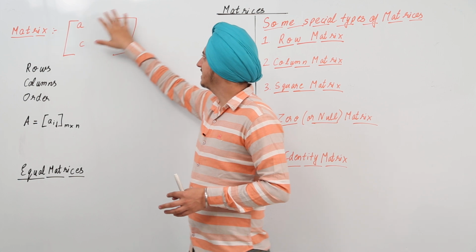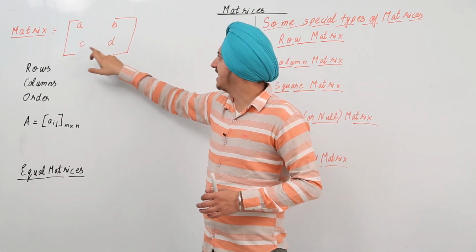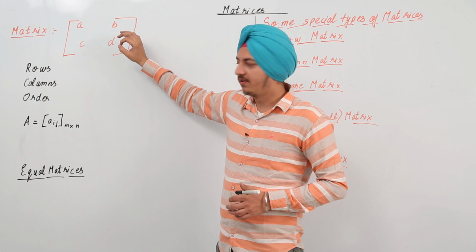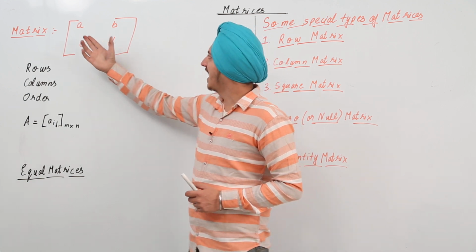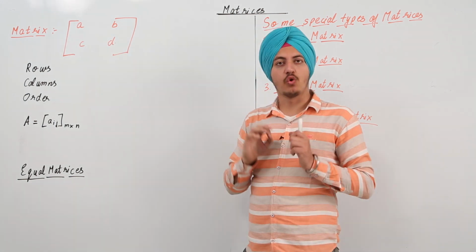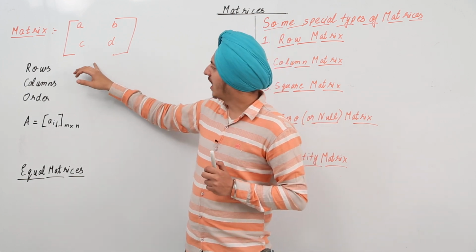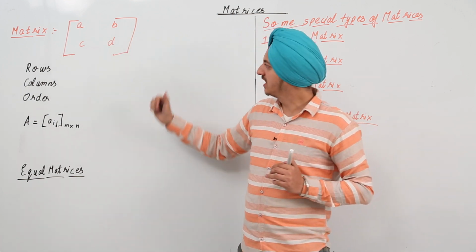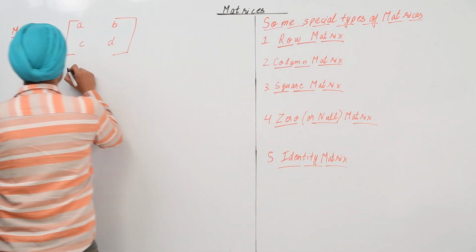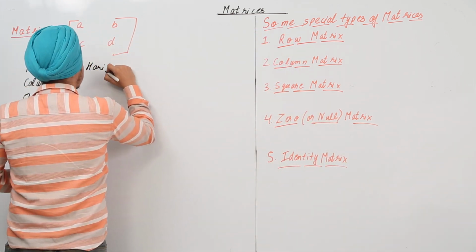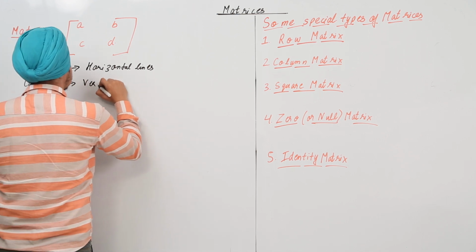If you see over here, this is a matrix with numbers A, B, C and D. So A, B, C and D are the four numbers in this matrix. Now we have rows and columns. A matrix is always a group of rows and columns written together. So how do we know what are the rows and what are the columns? First of all, the rows are all the horizontal lines in a matrix. Columns are the vertical lines.